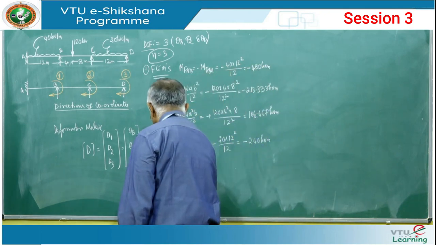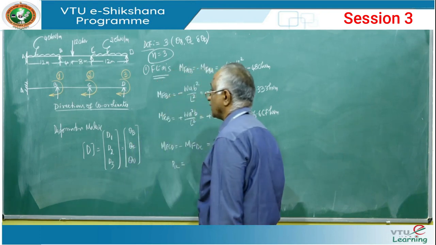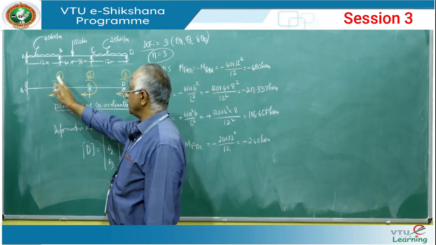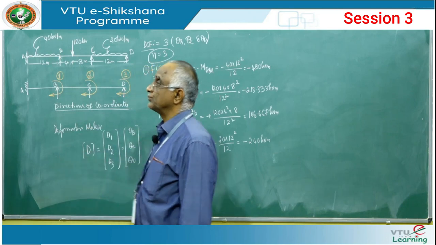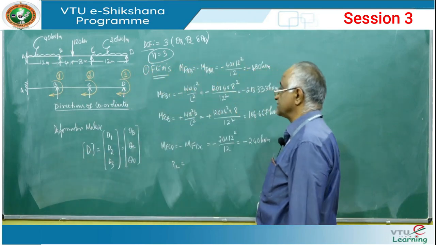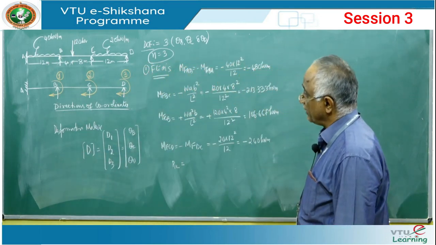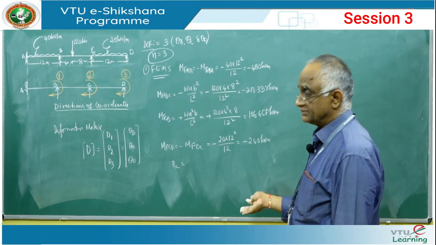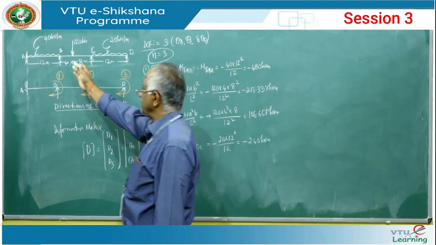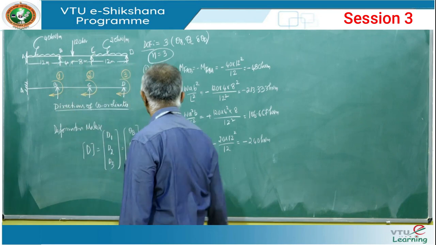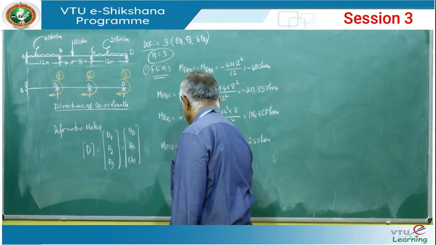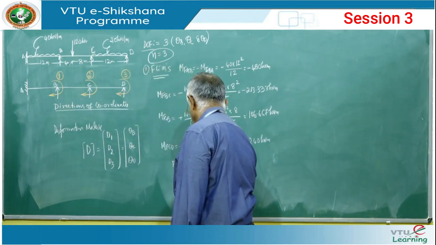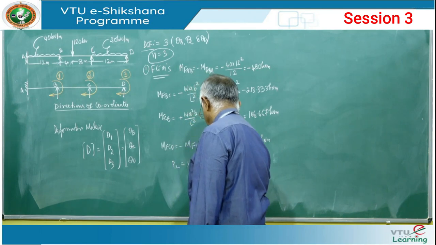So therefore now we need to find out the values of the force matrix, second part, P1L. Along coordinate 1, what is the moment induced due to these two loads on the left and right of the span? So it is MF BA plus MF BC, because at B, BA is meeting and BC is also meeting. It is the combination of MF BA plus MF BC.